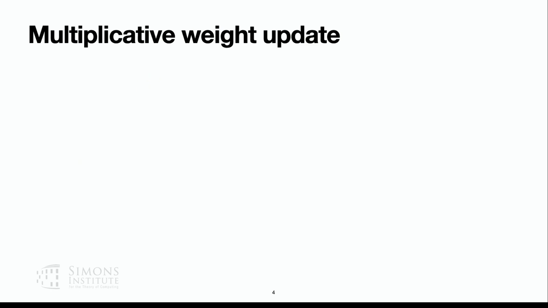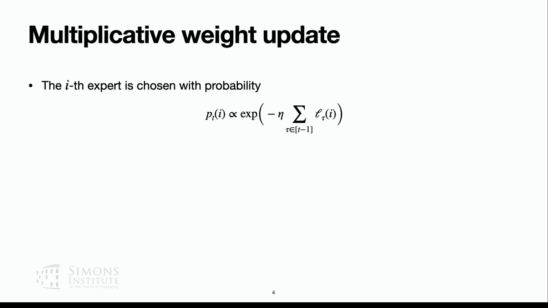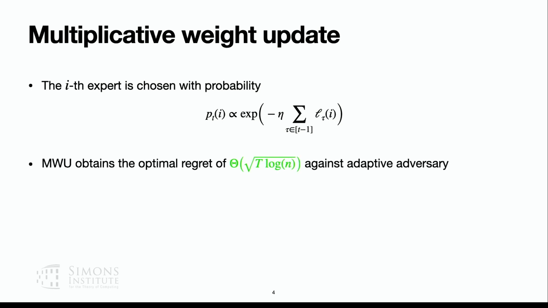So the most classical and most famous algorithm for this problem is the so-called multiplicative weights update. In this algorithm, the algorithm maintains a distribution over experts at each day. And each expert is sampled with probability proportional to the exponential of the negative cumulative loss. This inner term is just the cumulative loss for the first t minus 1 days, and the expert is sampled proportional to the exponential of this value. So this multiplicative weights algorithm obtains a regret of square root of T times log n against an adaptive adversary, and this regret bound is known to be optimal.